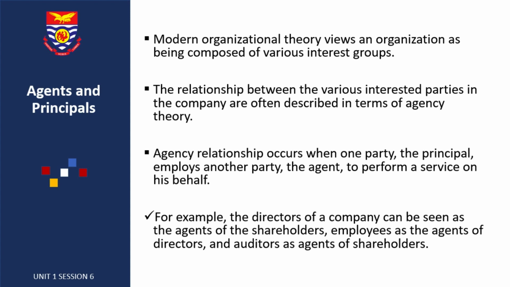Modern organizational theory views an organization as being composed of different interest groups. The relationship between the various interested parties in the company is often described in terms of agency theory. The agency relationship occurs when one party, the principal, employs another party, the agent, to perform a service on his behalf. So, for example, the directors of a company can be seen as the agents of the shareholders, employees as the agents of the directors, and auditors as agents of shareholders.